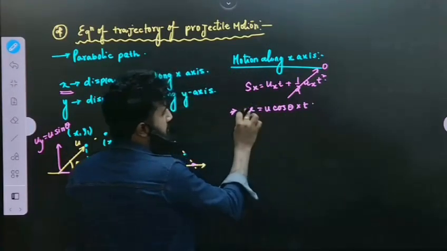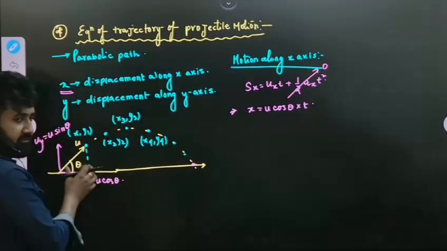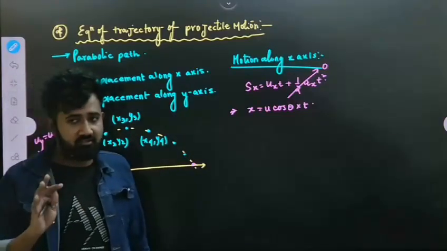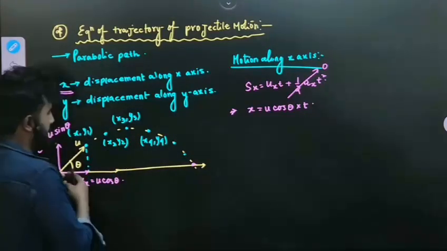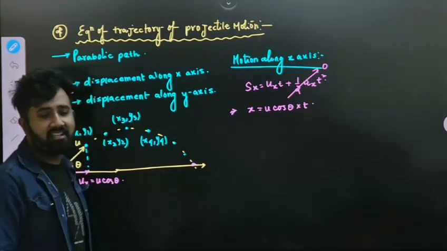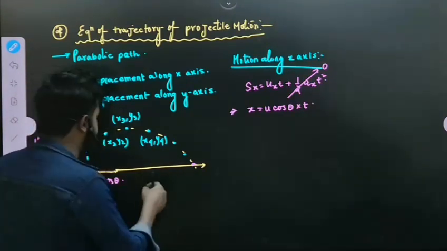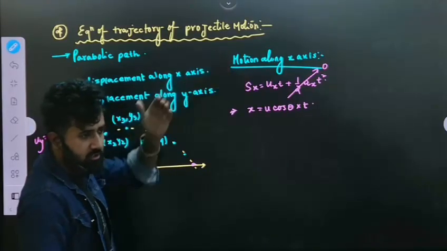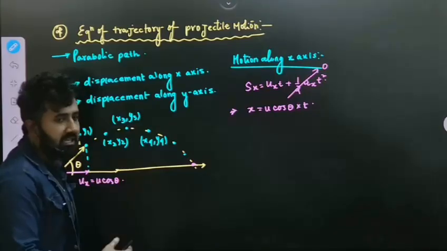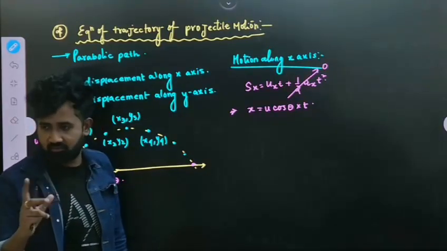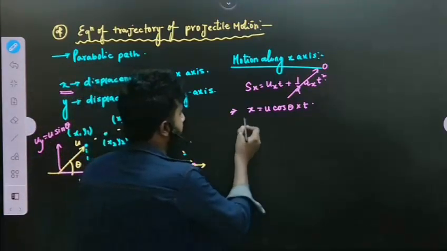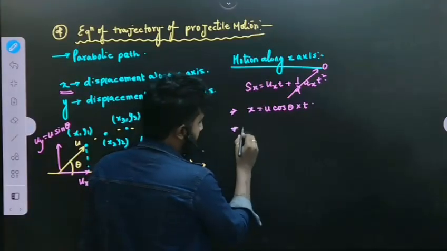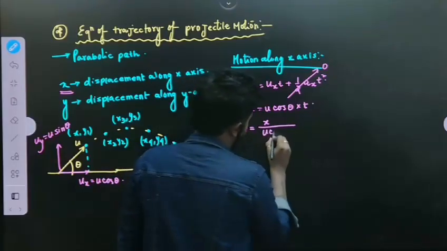Depending on my value of time, the value of x will vary. If it is t1, it will be at x1. If it is t2, it will be at x2. If it is t5, suppose it will be at the range point. Understood? You cannot take displacement along the x-axis as range. If you take this point as range, you will be talking only about a particular point. Equation means it should satisfy each and every point. Yes or no? Understood, everyone? So I have taken a generalized quantity x. At different values of t, we'll have different values of x. Let's find the value of t. We're going to need this: t equals x by u cos theta.